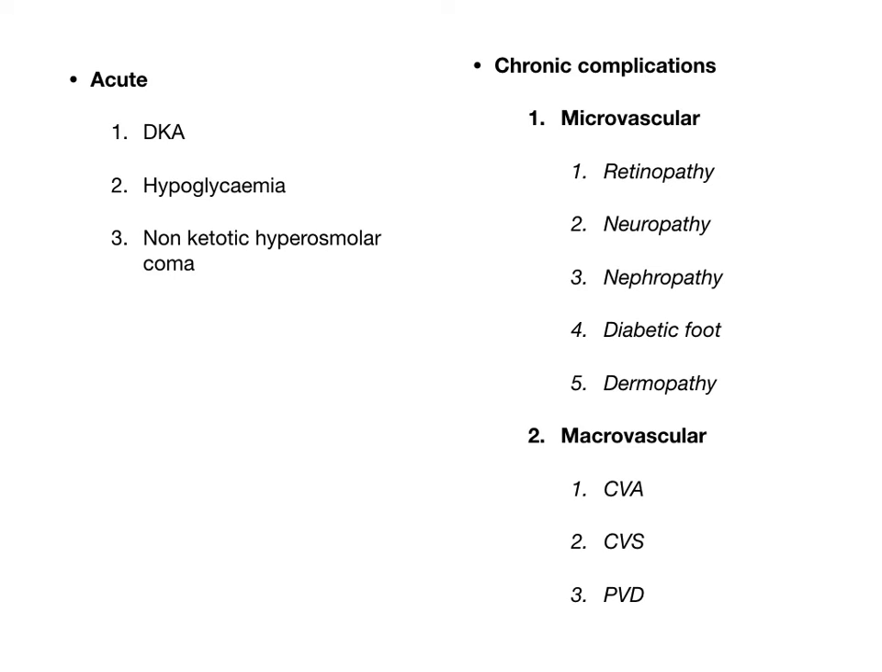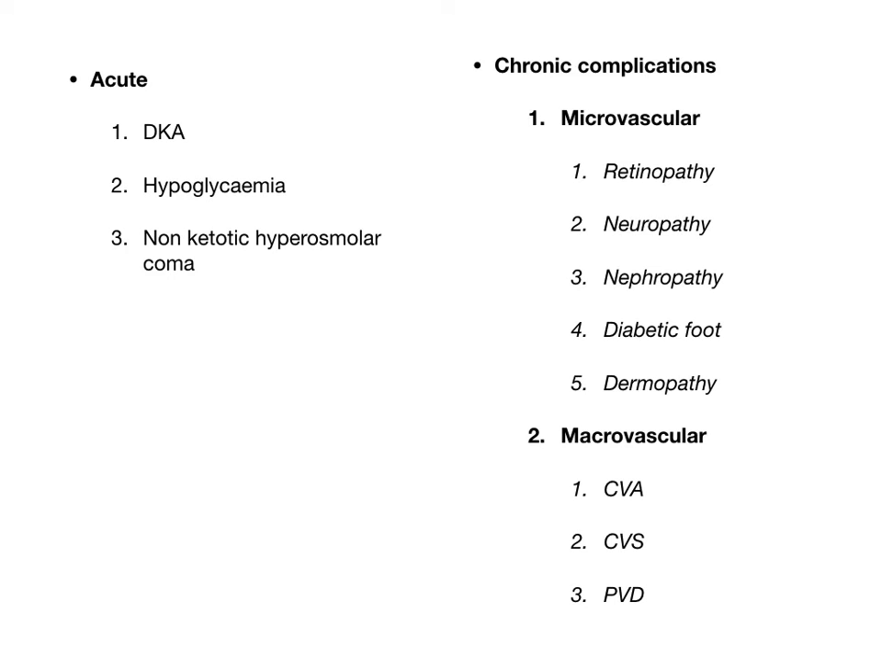Microvascular complications are retinopathy, where the eyes are affected and patients come with blurred vision, diplopia, or cataract. Neuropathy may be autonomic neuropathy or sensory neuropathy, where you feel like you are walking on cotton. Nephropathy is renal damage. Then there are diabetic foot and dermopathy. When you go to the ward and take the history of a long-standing diabetic patient, just examine the skin. You will see a number of skin manifestations of the diabetic patient.